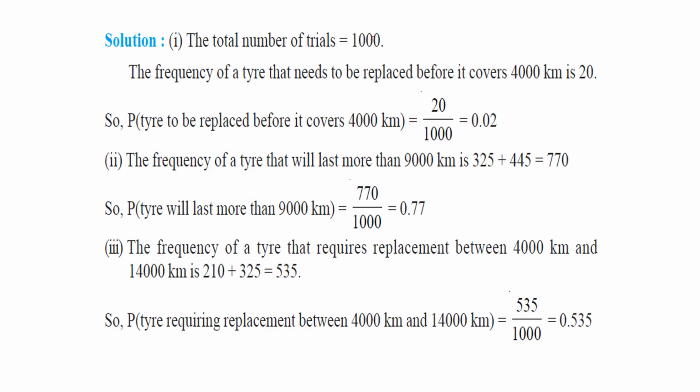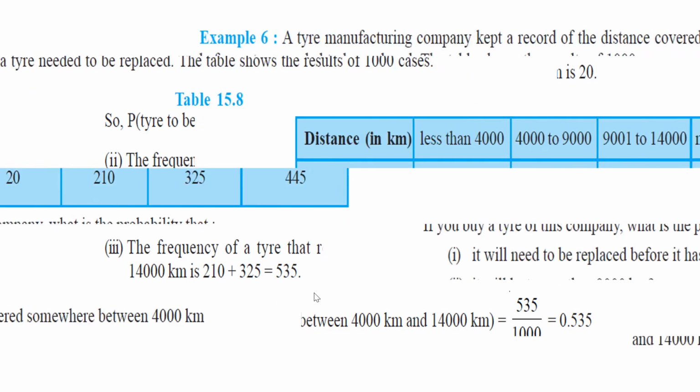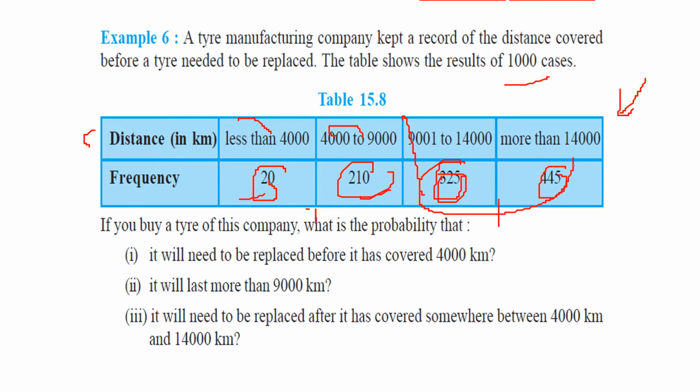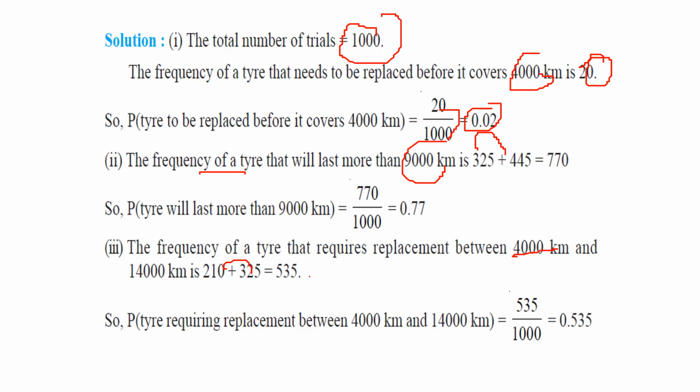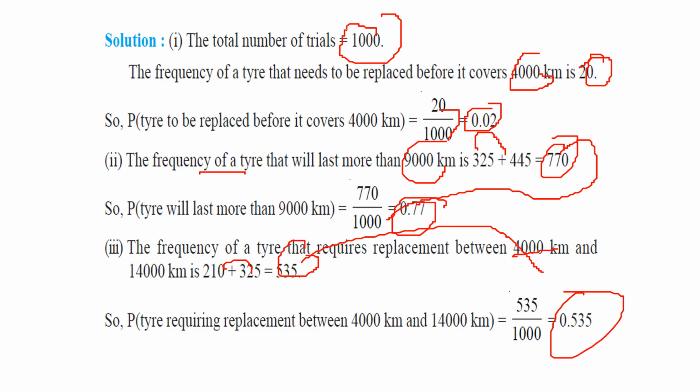So the total number of trials is 1000. The frequency of tires that need to be replaced before they cover 4000 km, as you just saw in the table, is 20. 20 by 1000 is 0.02. Now the frequency of a tire, second one, that it will last more than 9000 is 325 plus 445, and the frequency of a tire that requires replacement between 4000 and 14000 is 210 plus 325. That means we are talking about 9000 and 4000, and between 4000 and 14000, right? So when you add this, first one, let us take 770. So 770 by 1000 is 0.77, and 535 by 1000 is 0.535.